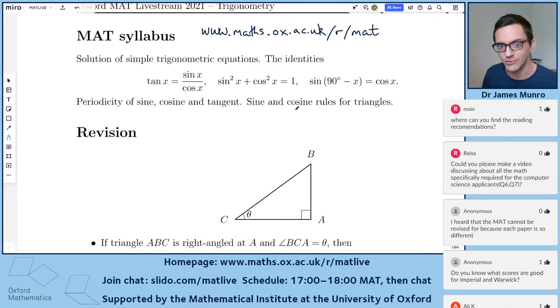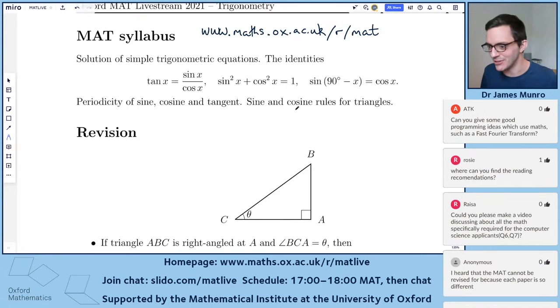Right, okay. I can't suggest anything using the fast Fourier transform. I'm going to do some trigonometry. We're going to look at the MAT syllabus together. Here's the syllabus. We've got the definition of tan, solving simple equations, looking out for multiple solutions, sine squared plus cos squared, and some relationship between sine and cosine.